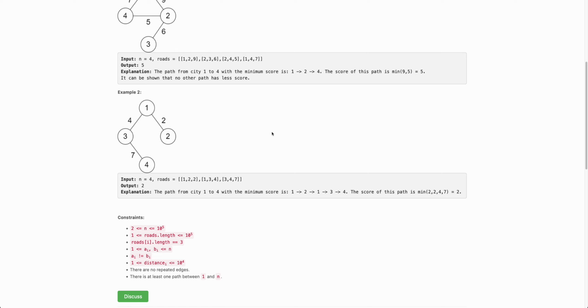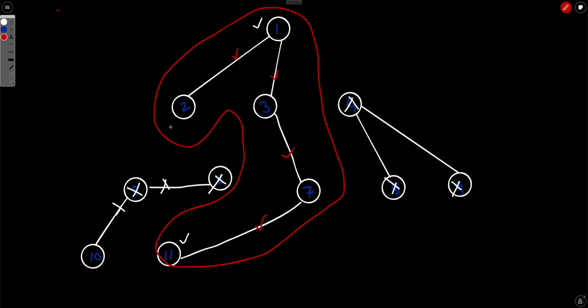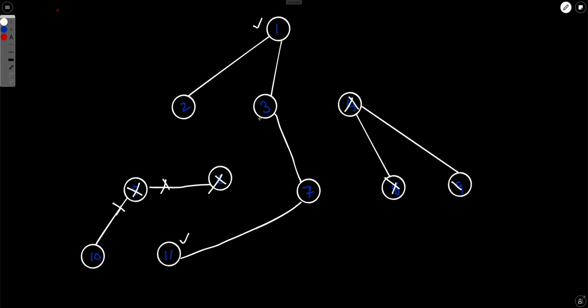Now moving forward, as promised, we will look at the problem where this constraint is not there. So currently this constraint is there, where we are saying that it is allowed for a path to contain multiple nodes, right? Because of this constraint only, we were able to do this. Let's just extend this graph a bit. Okay, let's first clean this part up. So let's say these are connected, right?